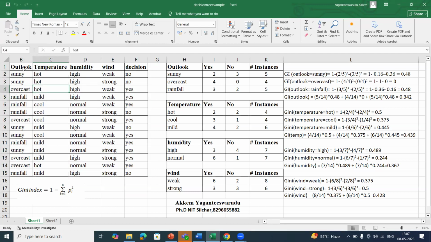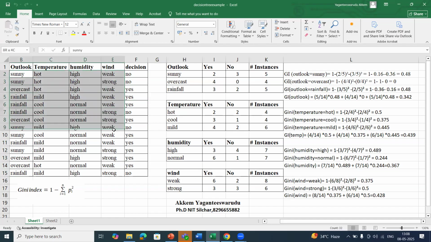So what does this input data set consist of? There are four features, that is outlook, temperature, humidity, and wind. So based on this, I need to find whether play will happen or not. So play tennis or some other game. So here my aim is based on these input features, I need to find whether the play will happen or not. So for example, sunny outlook, hot temperature, high humidity and weak wind, there is no play. And rainfall, cool, normal, and weak, then the decision is yes, something like this.